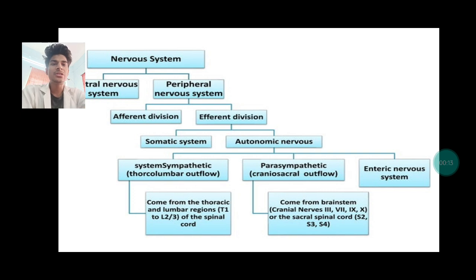The nervous system is divided into central nervous system and peripheral nervous system. Peripheral nervous system is again divided into afferent division and efferent division. Efferent division is divided into somatic system and autonomic nervous system. Autonomic nervous system has three parts: sympathetic, parasympathetic, and enteric nervous system.